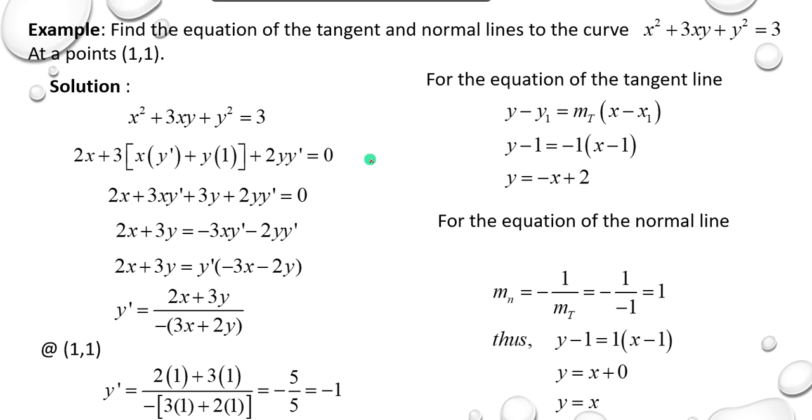So those are the two equations. We have the equation of the tangent line, and for the normal, y equals x.